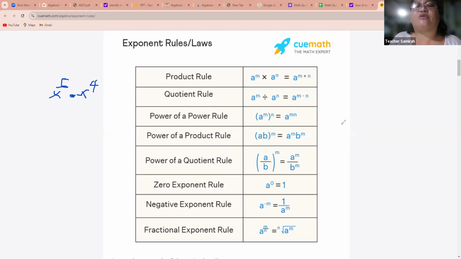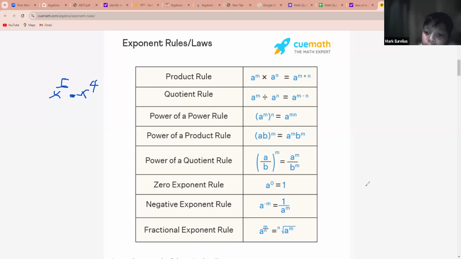Look at the product rule. What would it give us? For the product rule, you look at the base. The base is actually the variable x. If you look at it, you can simply add all the exponents. So 5 plus 4 would give me what?